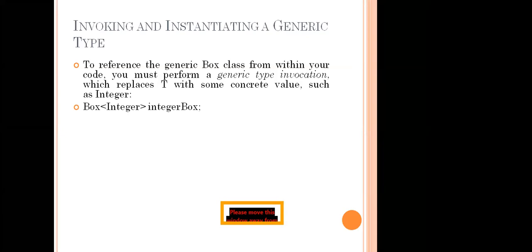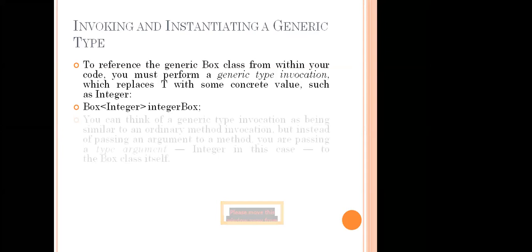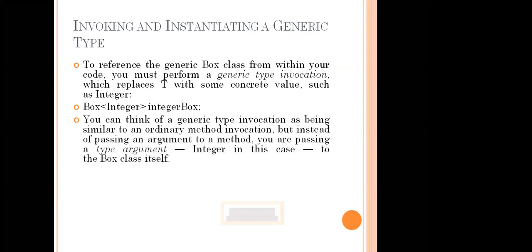In the previous example, we saw that in the Box we have a T. The T is there, and then we mention the type. The type is Integer. With Integer mentioned, the Box can contain only values, that is, objects of type Integer. You can think of a generic type invocation as being similar to an ordinary method invocation.